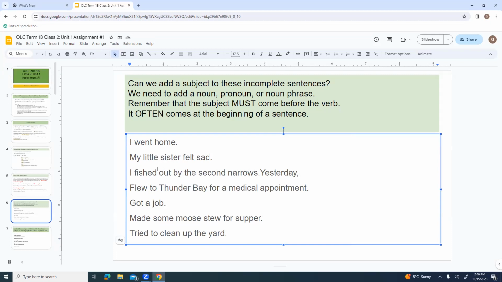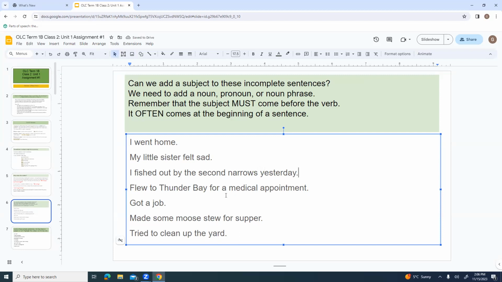And one of the cool things about adverbs, that's what this is, an adverb, is sometimes we put them at the end or near the verb. Sometimes we put them at the front of a sentence to just describe, like, all of this happened yesterday. Now, obviously, if I did have it at the end, I wouldn't leave it with a period and a capital there. I fished out by the second narrows yesterday, and then I would put a period there. Okay, but it could come at the front.